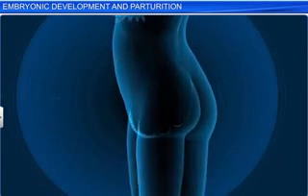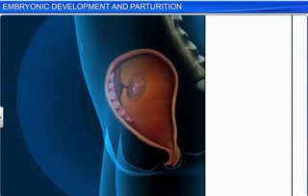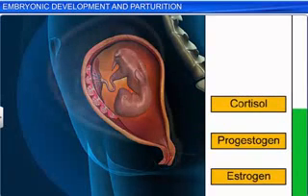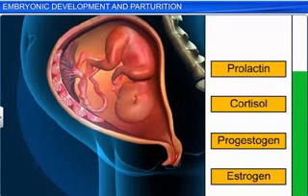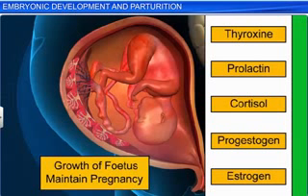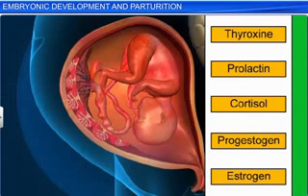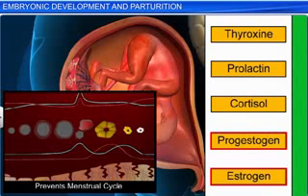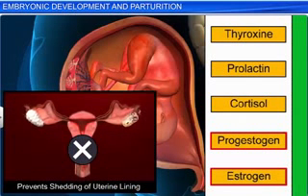Apart from the secretion of these hormones, the levels of other hormones such as estrogen, progesterone, cortisol, prolactin, and thyroxine also rise rapidly in a pregnant woman's body. These hormones support the growth of the fetus as well as maintain the pregnancy. Increased levels of progesterone and estrogen, for instance, put the menstrual cycle on hold and prevent the shedding of the uterine lining, which is embedded with the developing fetus.